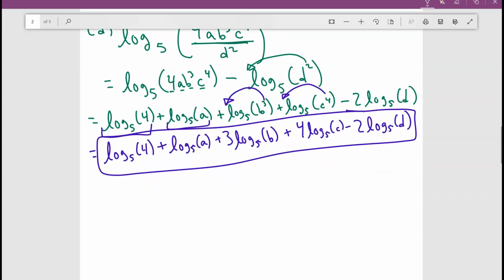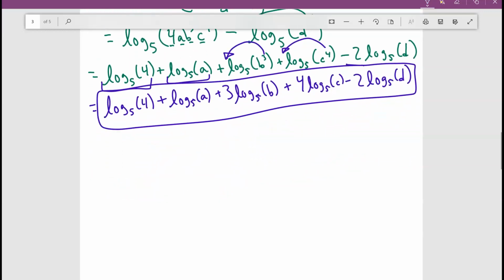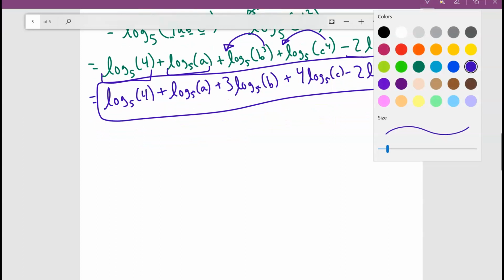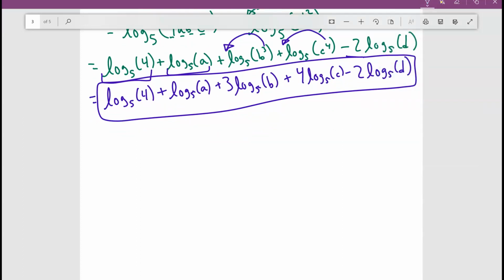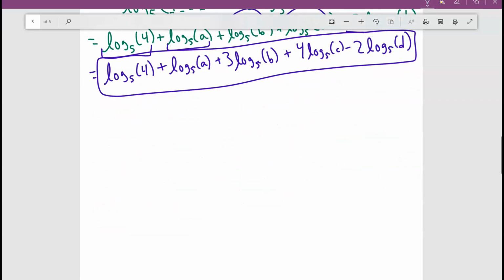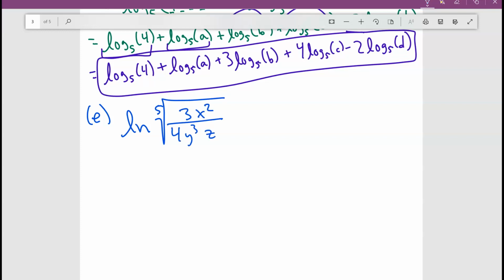Okay, good. Now let's do one more, and then we'll do condensing in the other video. This was part D, this is going to be part E. So this one is as difficult as it's going to get. This is going to be ln, which is a natural log, of the 5th root of 3x squared divided by 4y cubed z. Now you might be thinking, can I skip a couple steps? And the answer is yes, you can skip steps if you'd like to.